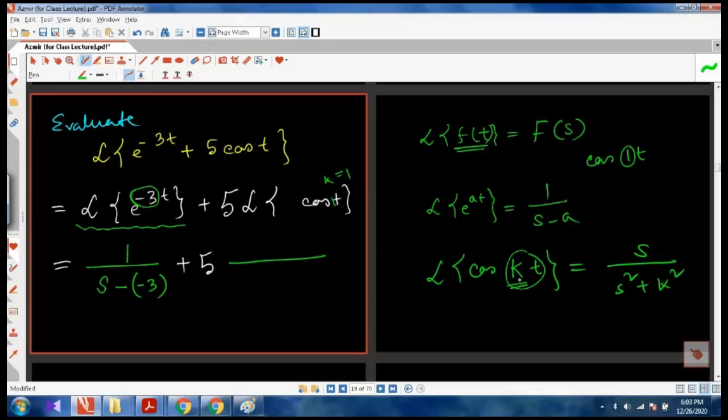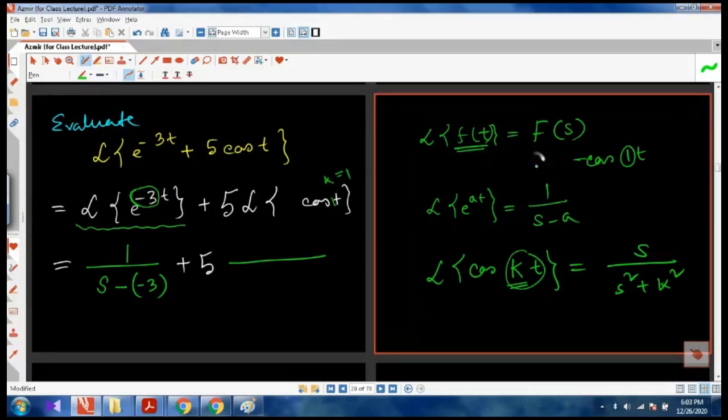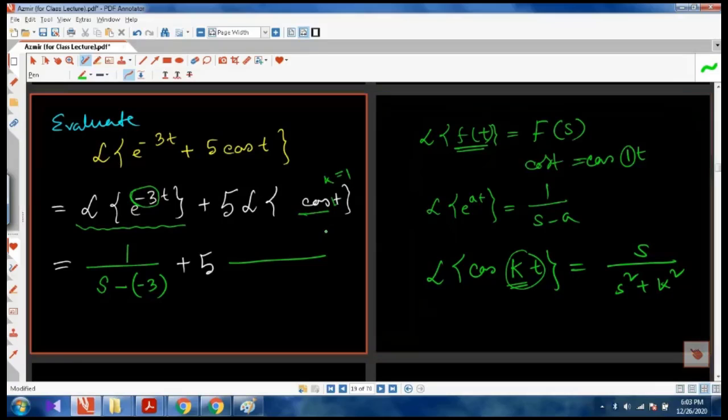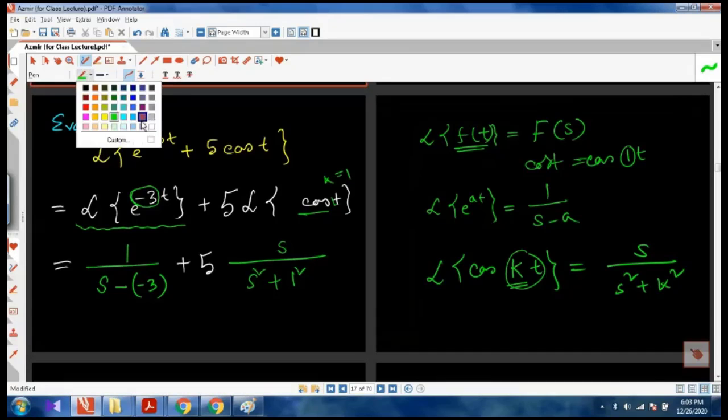So here k is 1. Cosine t and cosine 1t is same. Remember, k is not cosine. k is just a number. So by this you can understand that k must be 1. So the result will be s over s squared plus k squared. That means s over s squared plus 1 squared. Have you understood? Yes, sir. So you will get full marks up to this.